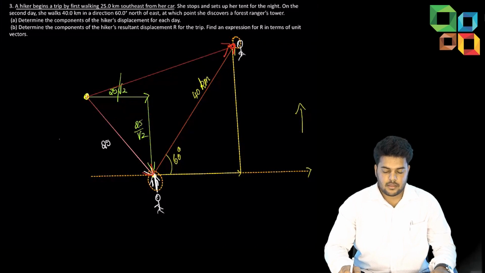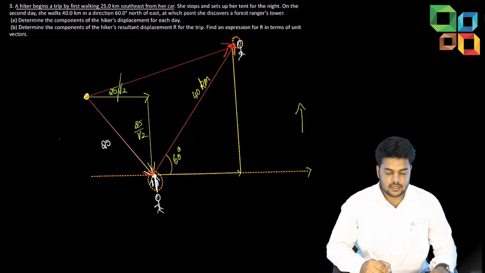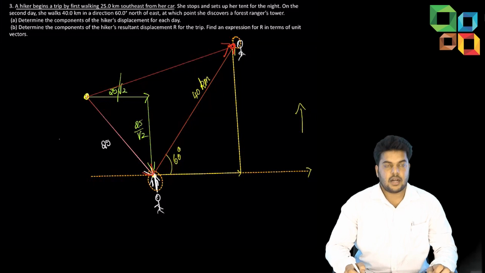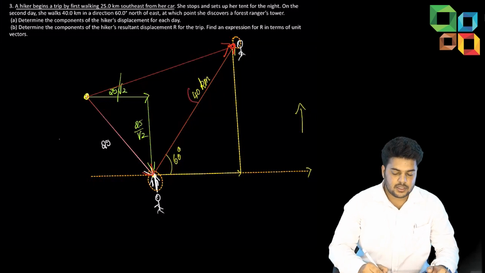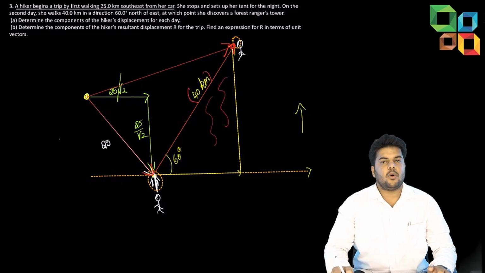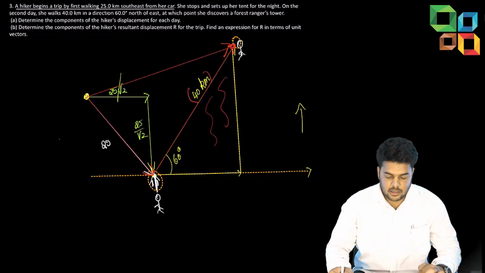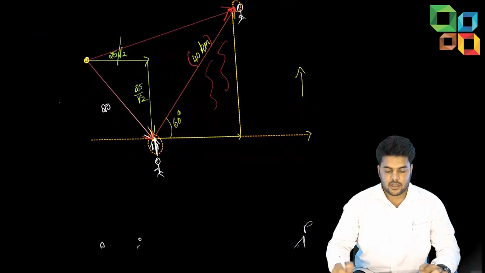Now we are just trying to find out day 2's displacement. I see a 60-degree angle over there, and I know the hypotenuse in this right angle triangle. So I want to find the opposite side and the adjacent side. Avani, can you help me out?